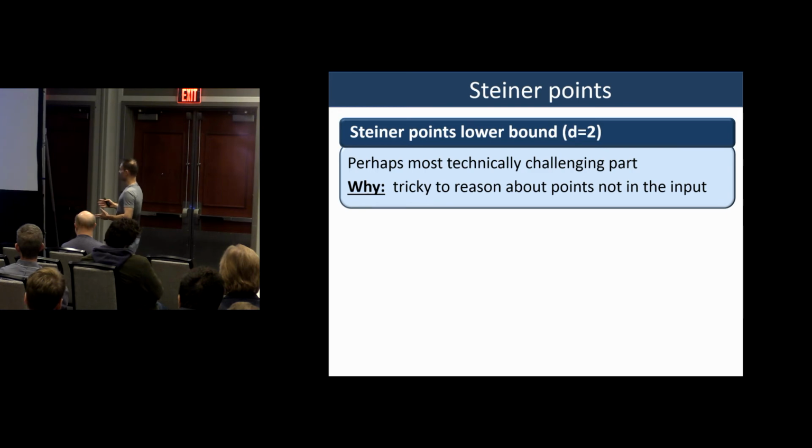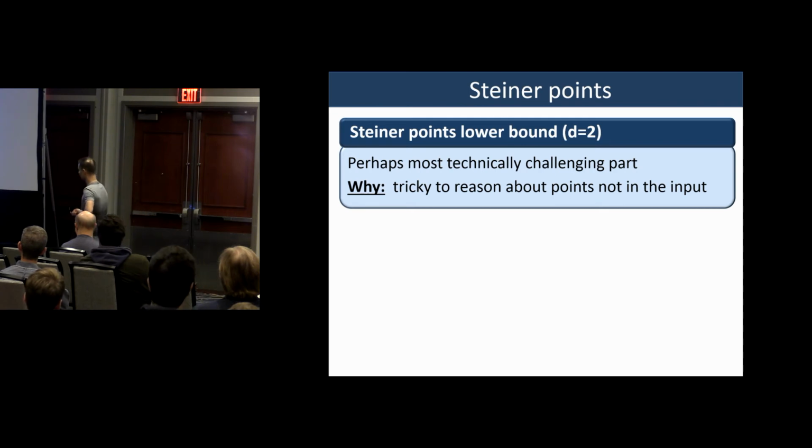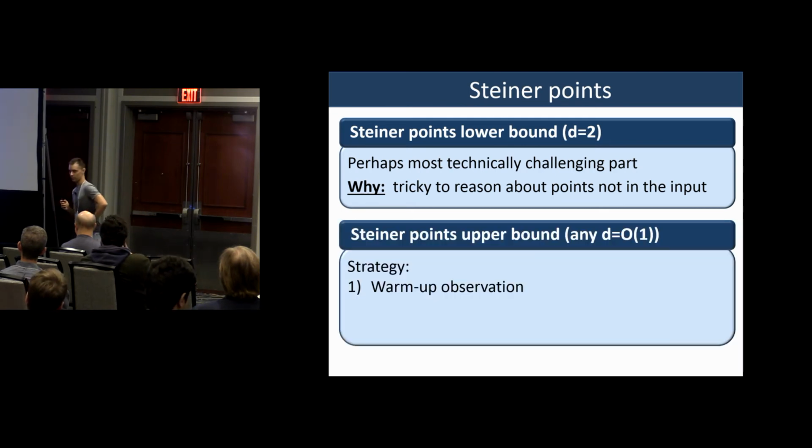So I think this is what I want to say about lower bounds for Steiner spanners. This is probably the most technically challenging part of the paper. I want to talk about the upper bound because it's more accessible, and I'm going to focus on 2 dimensions, but whatever I'm saying generalizes quite smoothly to any constant dimension. So the strategy will be pretty natural, I think.